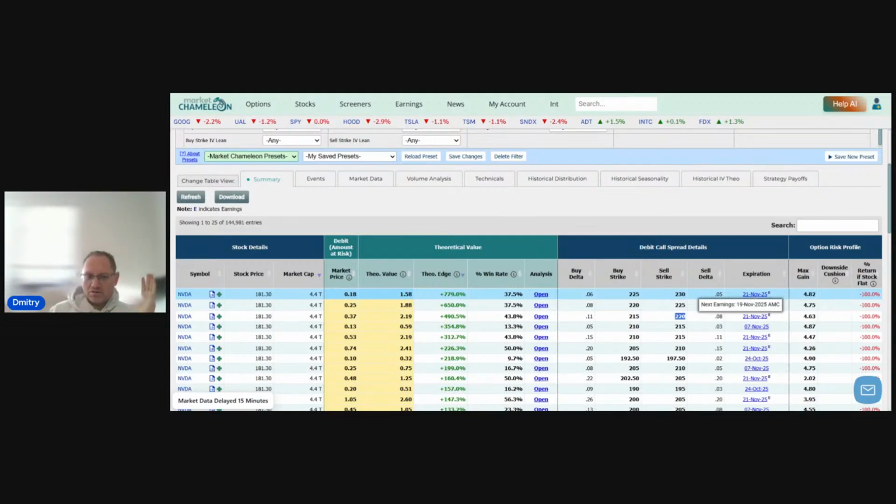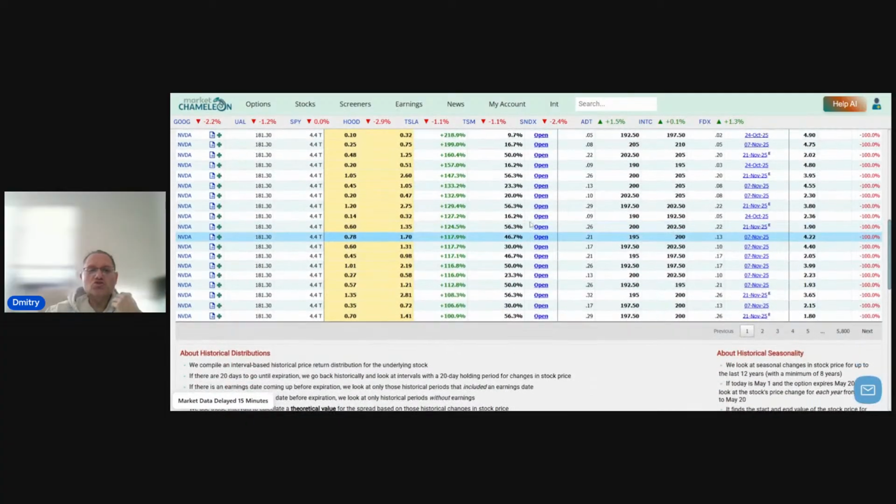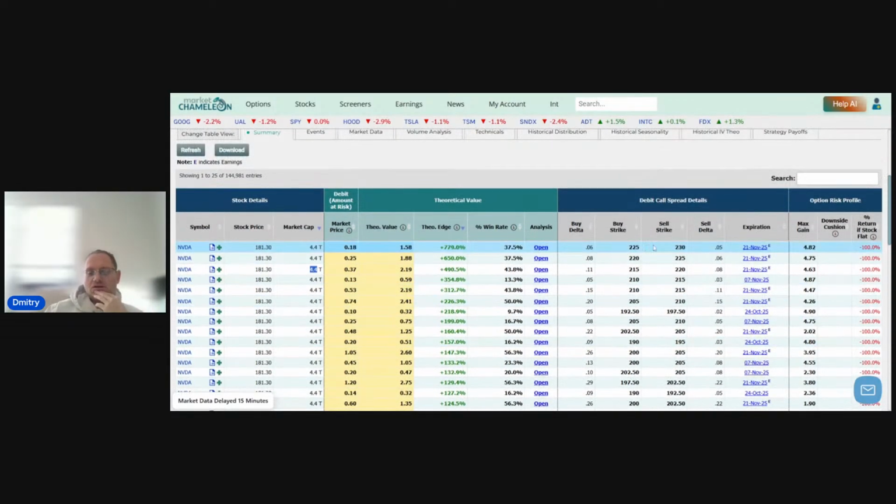Now that we have all these, there are 144,000 different items here to screen through. These are all NVIDIA, but if you tab through, you'll see other ones. It's just sorted by highest market cap.